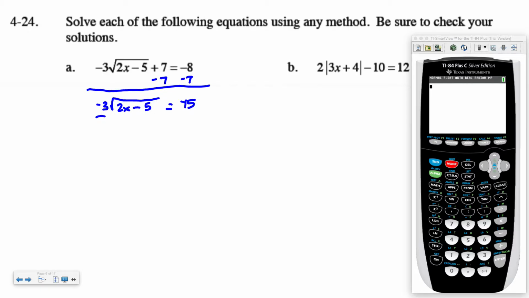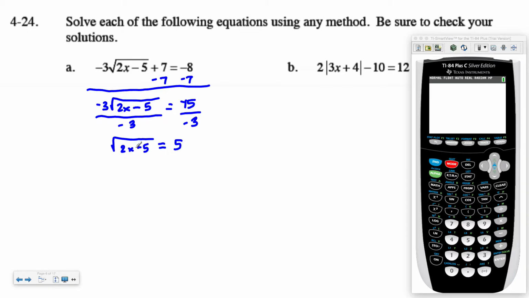How do you undo when you're multiplying something by a negative 3? You have to divide it by a negative 3. Let's divide this side by a negative 3. So negative 3 and a negative 3, that's going to be a giant 1. Anything divided by itself equals 1. We're left with the square root of 2x minus 5 equals negative 15 divided by negative 3. Well, the negatives are going to cancel each other out, and then 15 divided by 3 is going to give us 5. So we're going to say right now the square root of some number equals 5.